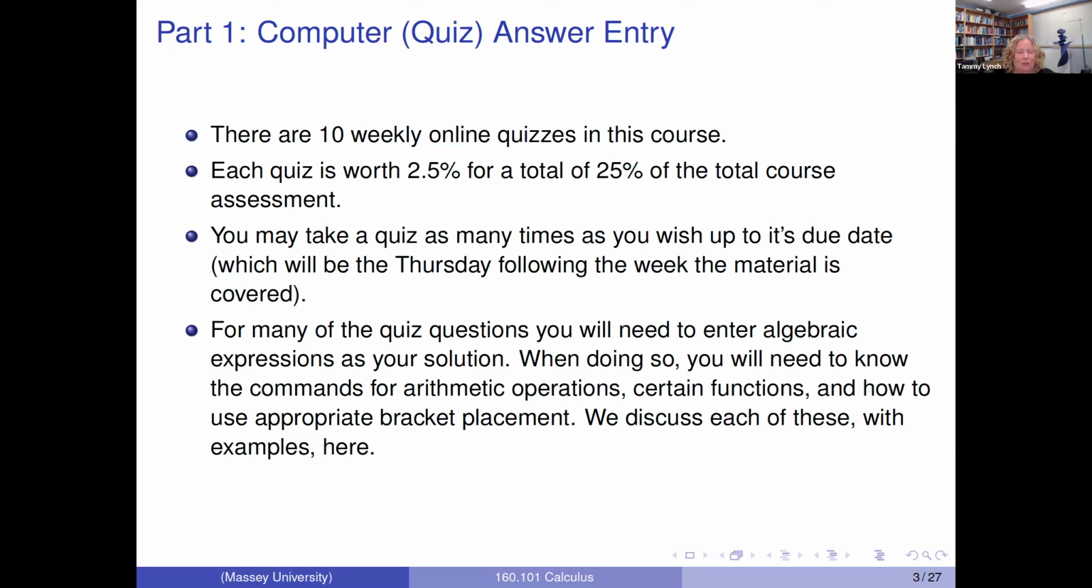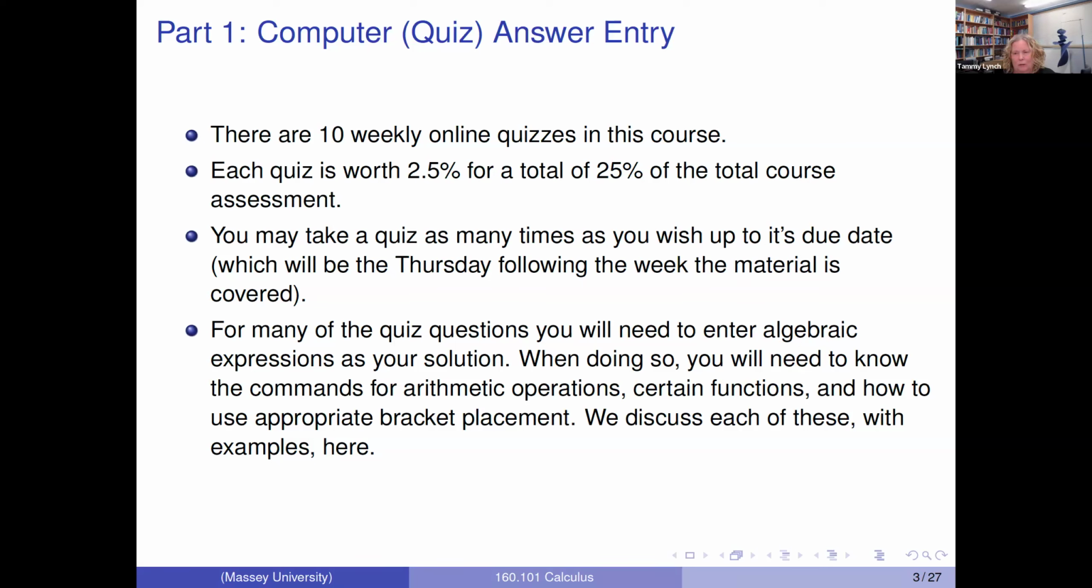In this course, we have 10 weekly online quizzes. There's essentially a quiz for each week of the semester, except for weeks 6 and 10, where we're instead going to have a test. Each of these quizzes is worth 2.5% for a total of 25% of your total course assessment. So it's quite important that you keep up with these quizzes, not only for practice, which is the main reason, to get practice with the material we're learning, but also because it is worth a significant part of your final assessment mark.